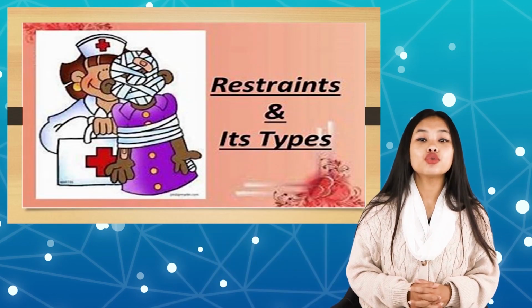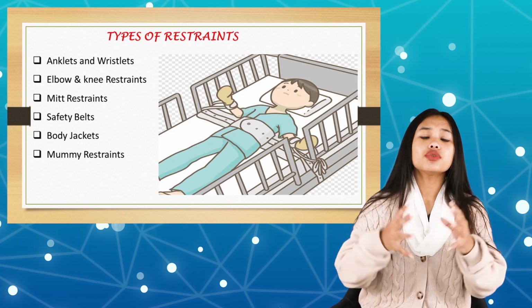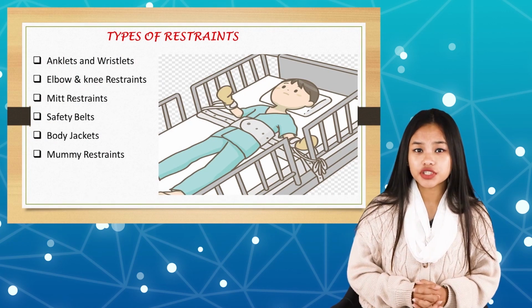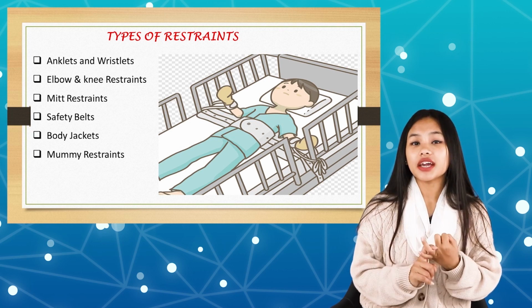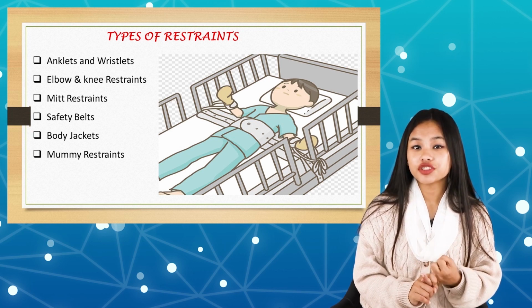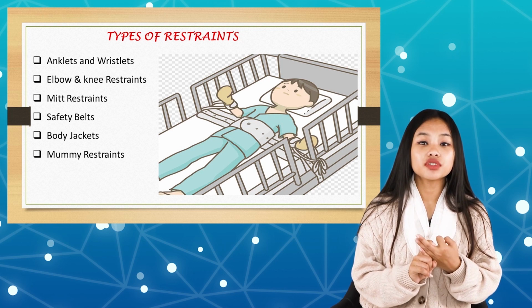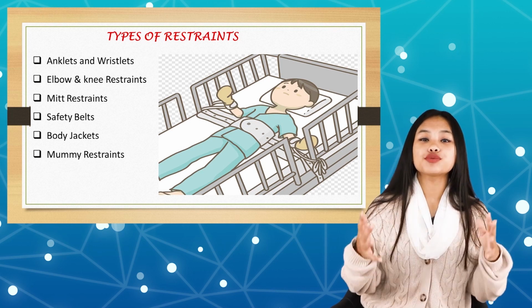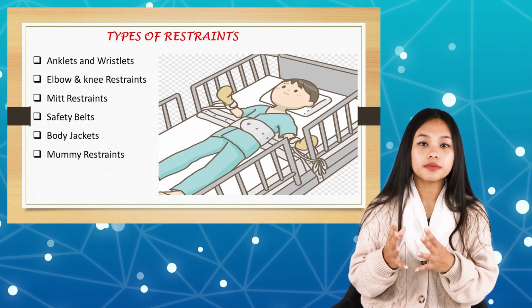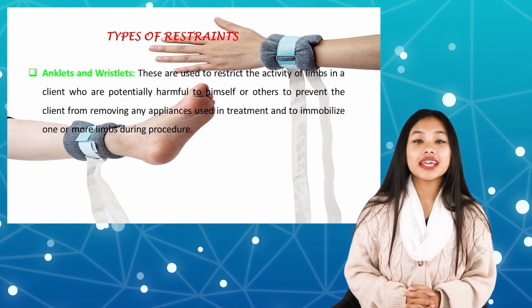Now moving on to the types of restraint. So here there are different types of restraint. The first one is the ankle and the wristlet. The second is the elbow and the knee restraint. The third is the mitt restraint. Then we have the safety belt, the body jacket, as well as the mummy restraint. So now let us discuss each of these restraints in detail.